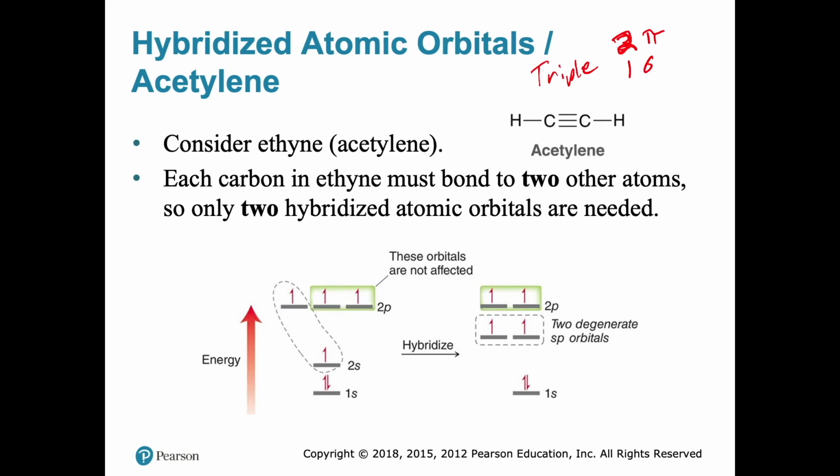Why is that? Because the sigma bond comes from one of the sp orbitals. And then the two pi bonds come from what? The two unhybridized p orbitals. Because p orbitals make what? Pi bonds. And now that's how you get a triple bond. Does that make sense? It's crazy stuff.